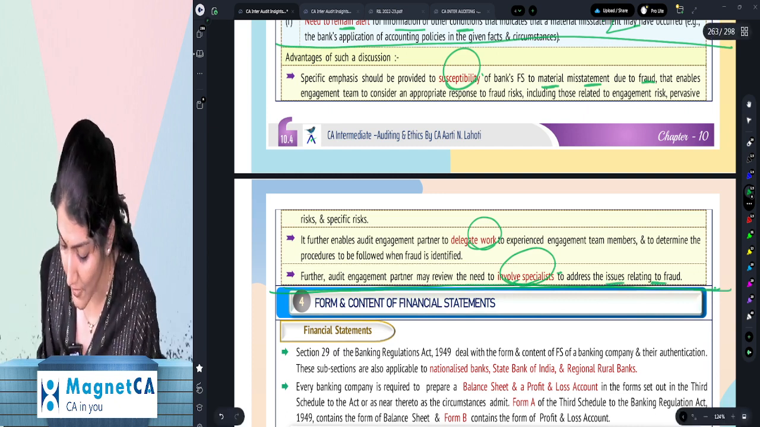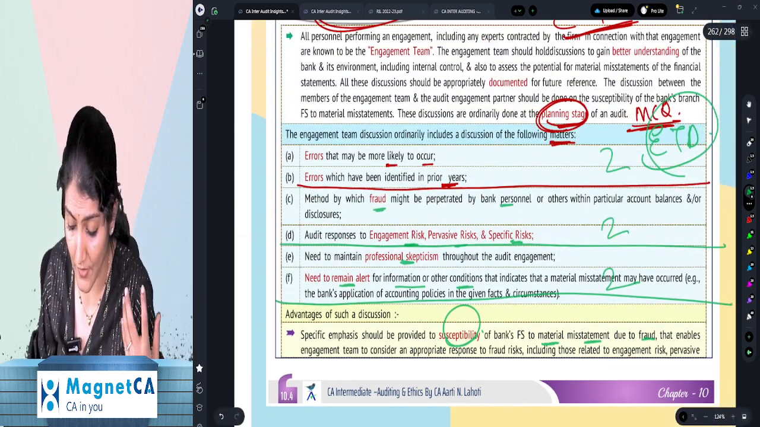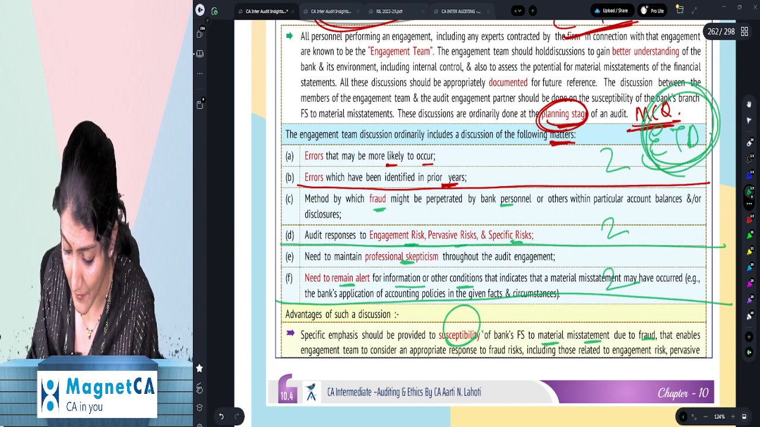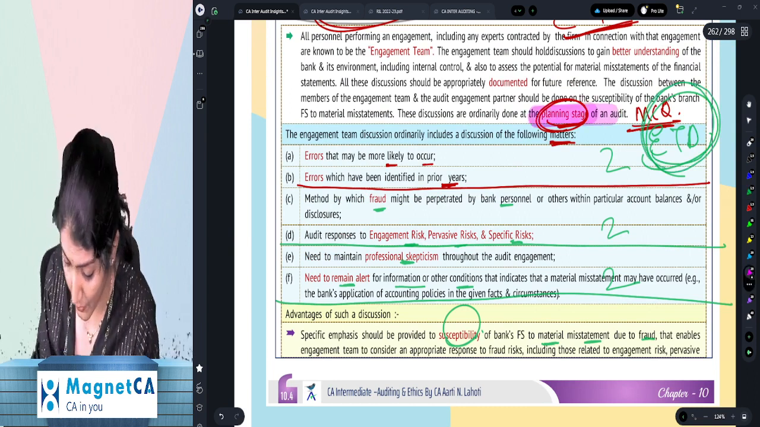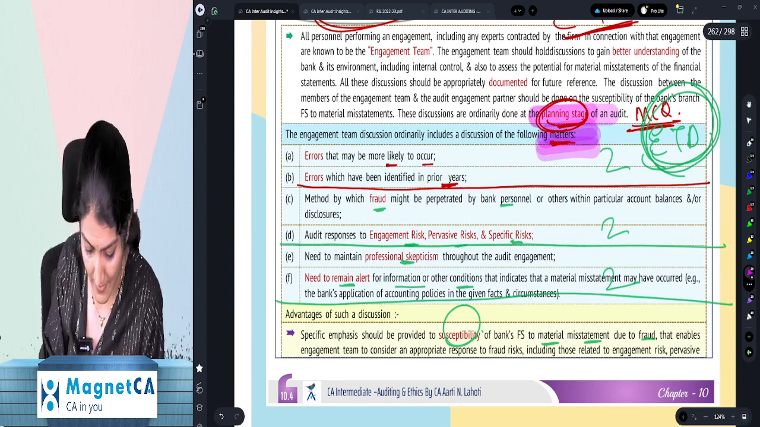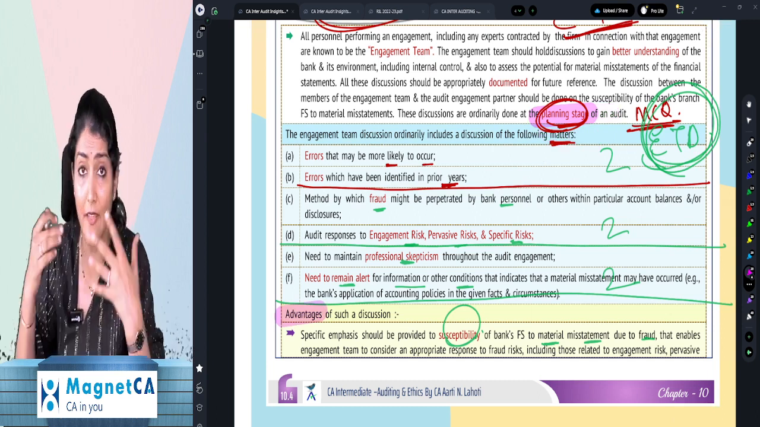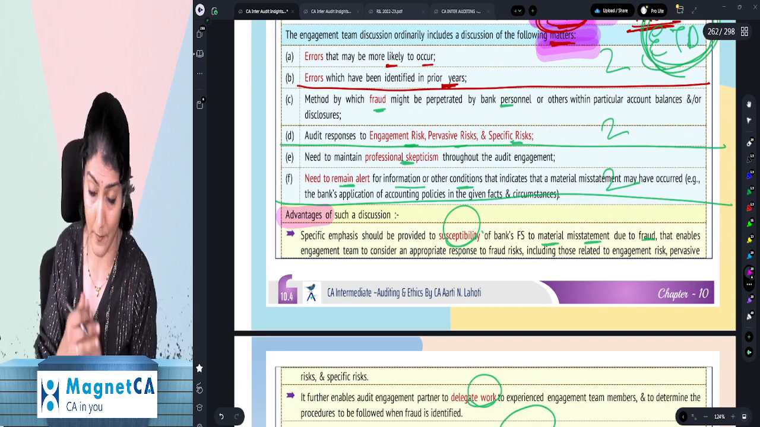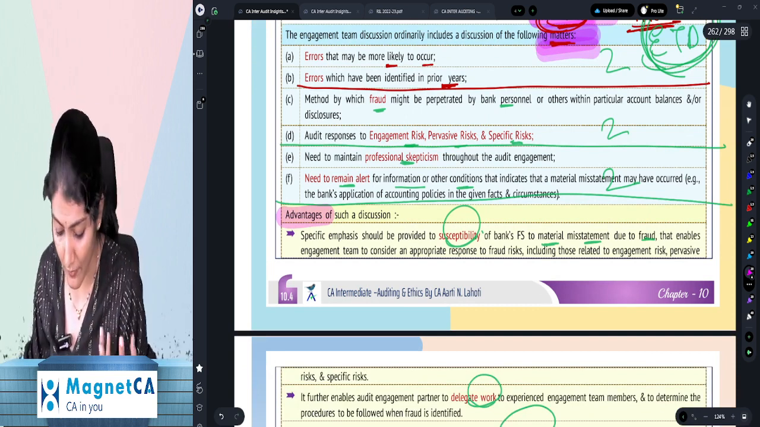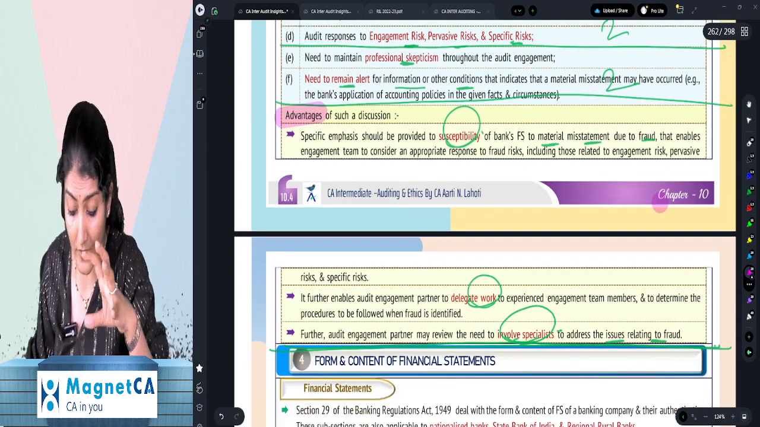Again, a question has come a few times in your exams regarding the engagement team discussion. Point 1, it is to be done at the planning stage of the audit. Then what are the matters to be discussed, and what are the advantages of such a discussion. Why ETD? Susceptibility, then also the delegation of the work, and whether there is a need to involve the experts or specialists. So that is the bank audit approach.